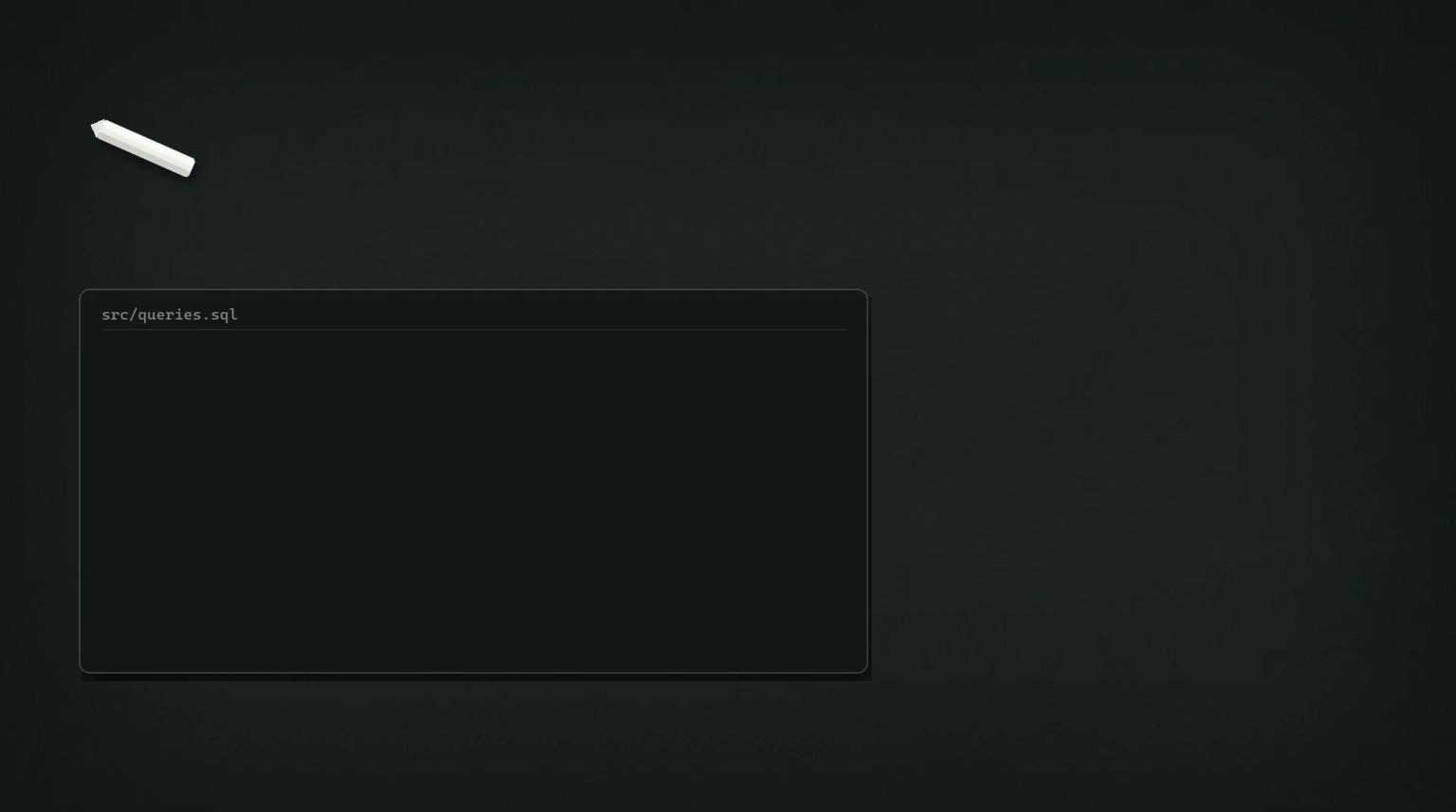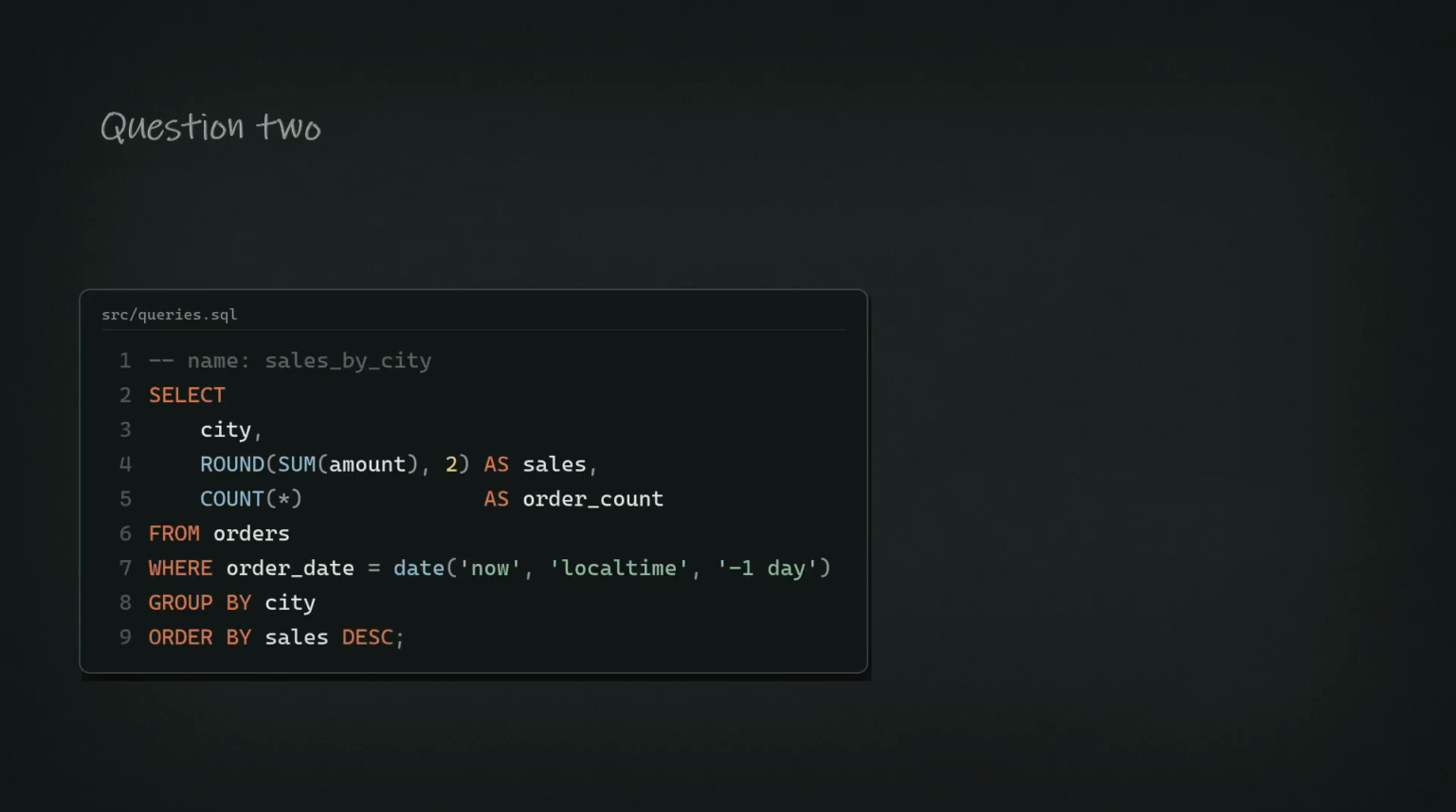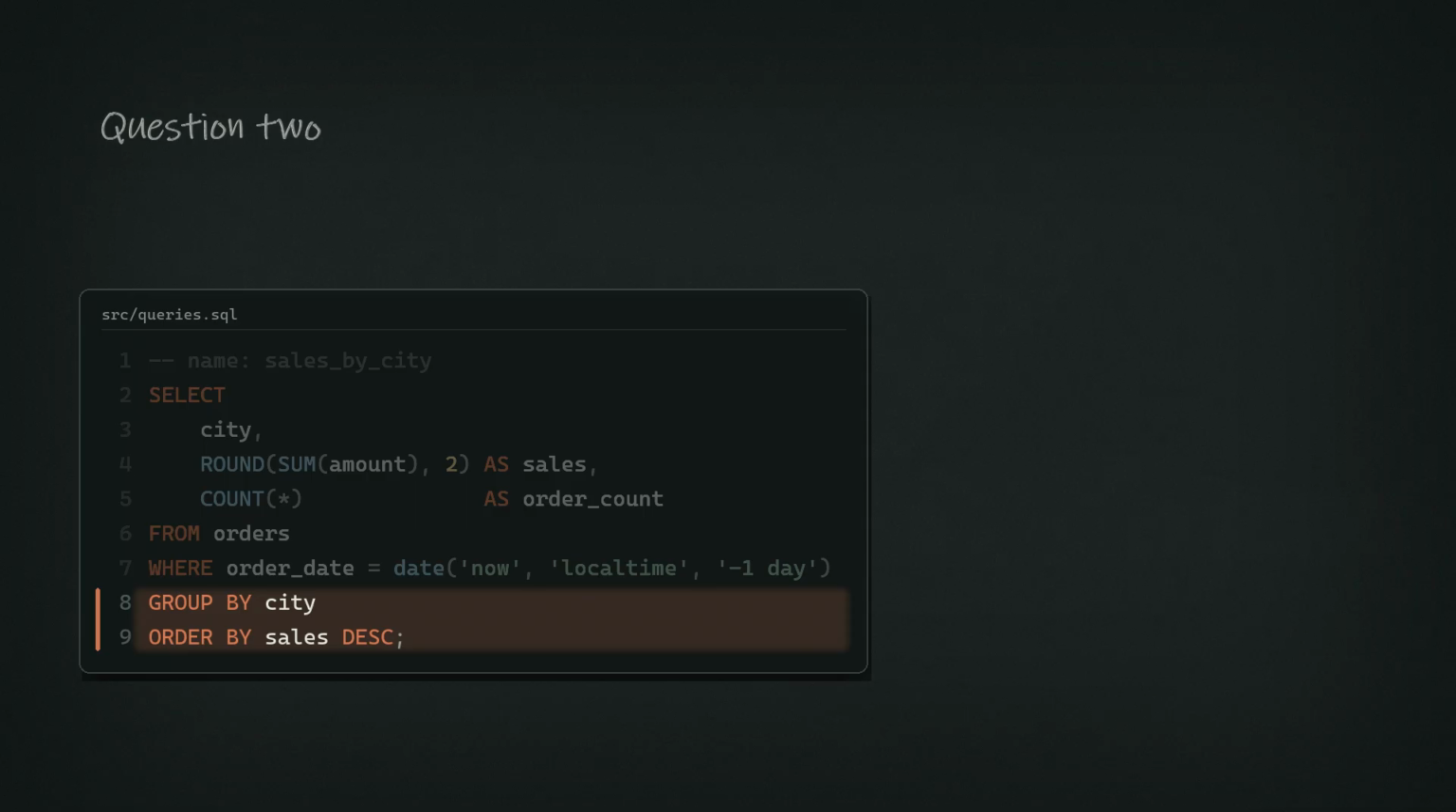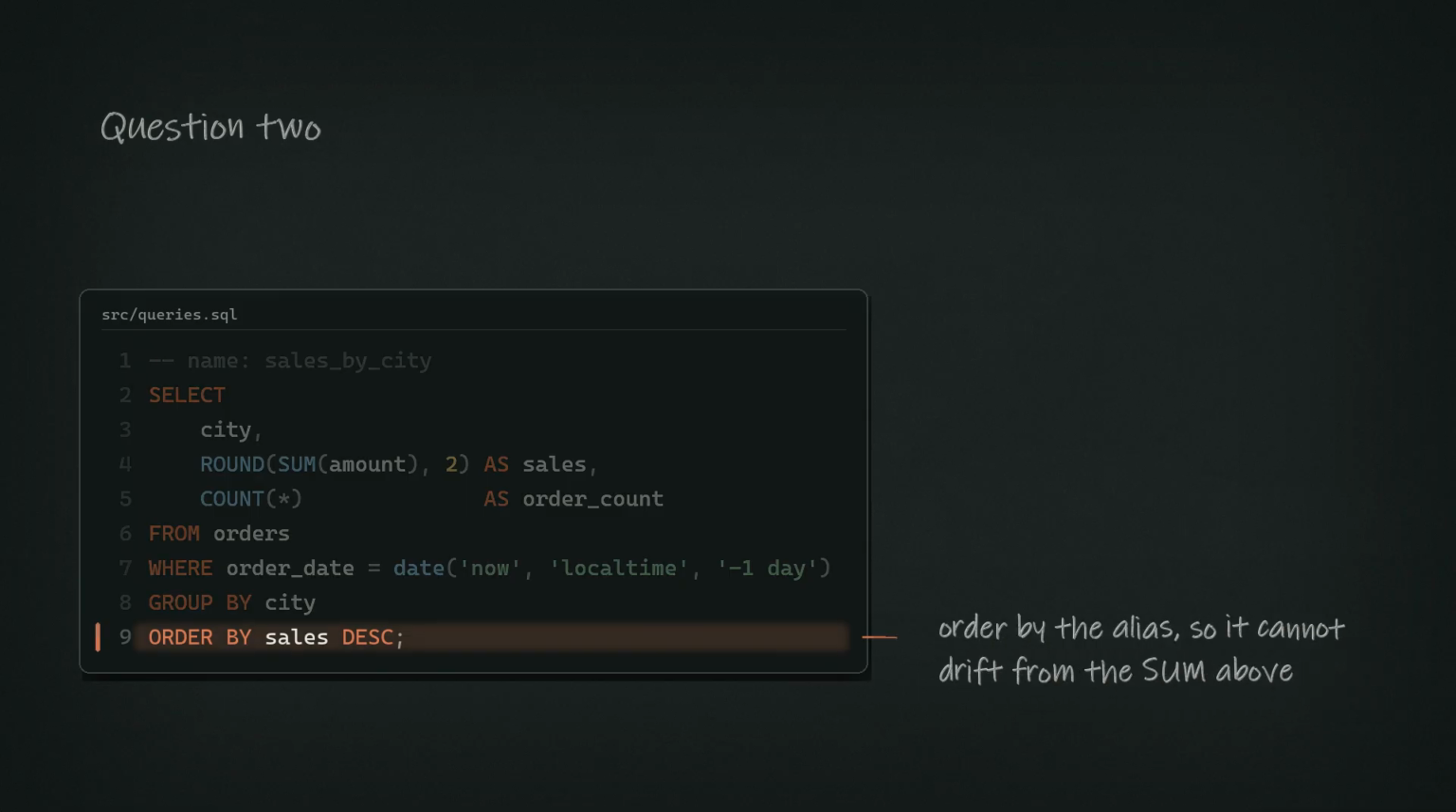Query 2, sales by city. Same filter, then group by city, then order by sales descending. The only thing worth pointing at here is that I am ordering by the alias rather than repeating the whole sum expression. It is shorter, and it cannot drift out of sync with the thing above it.